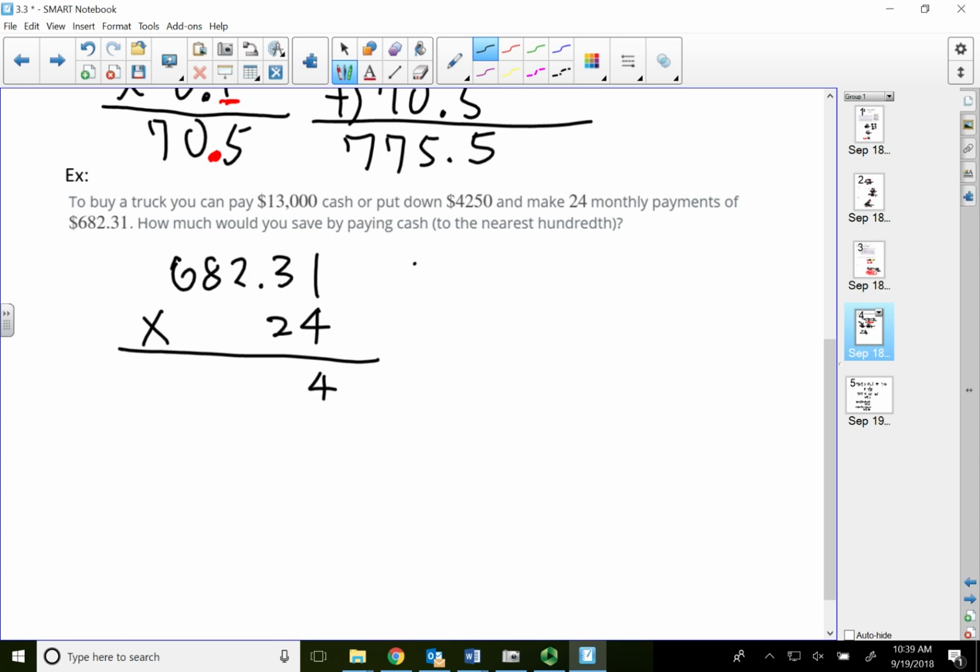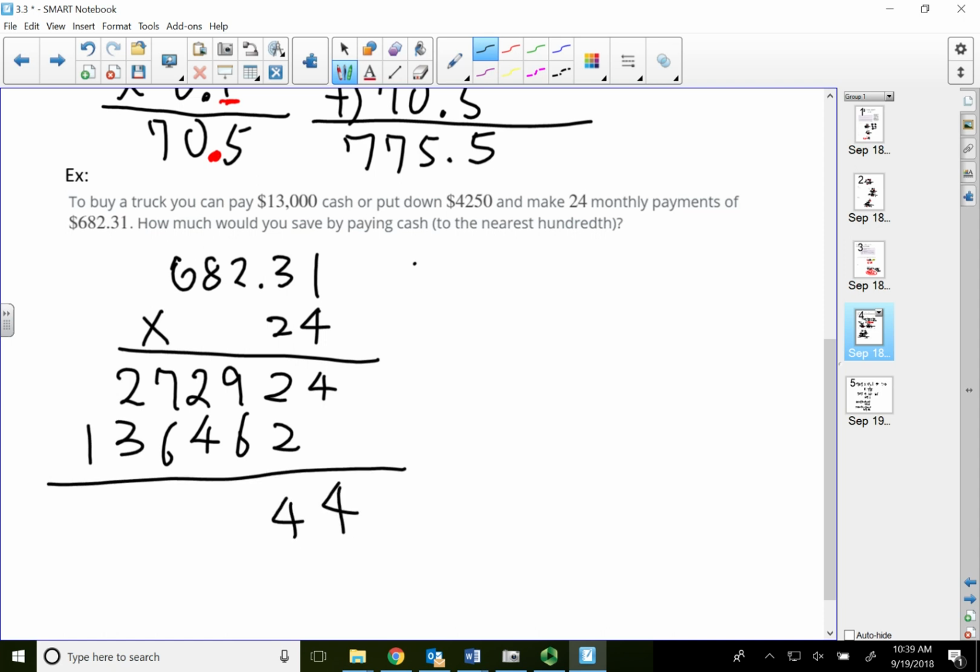4 times 1 is 4, that's 12. Carry 1. 4 times 2 is 8, plus 1 is 9. 4 times 8, 32. Carry 3. 4 times 6 is 24, plus 3 is 27. 2 times 1 is 2, 6, 4, 16. 12 plus 1 is 13. All right, let's add it up. That's 15, that's 7, 13, 6, 1. Two decimal places, so I count backwards, 1, 2. So just the payments themselves, I end up paying $16,375.44.